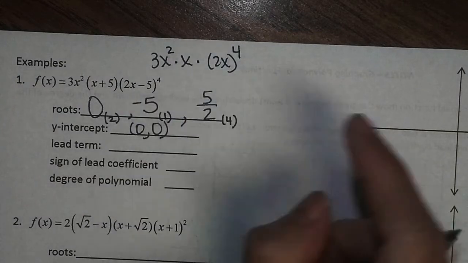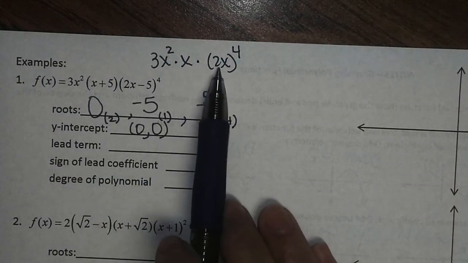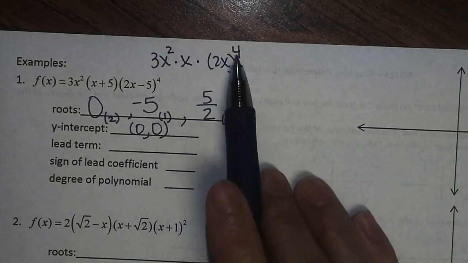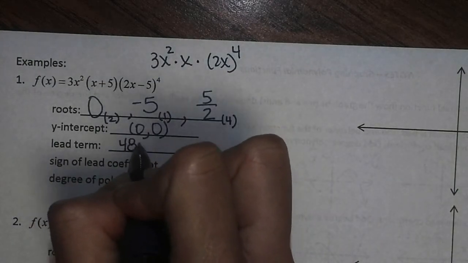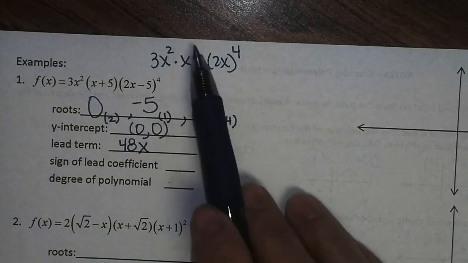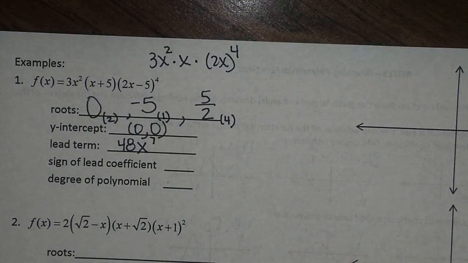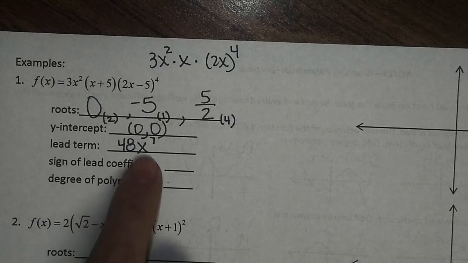And we will need the leading term to graph. So if I multiply 3x squared times x times 2x to the 4th, 2 to the fourth is 16. 16 times 3, 48. So positive 48. x squared times x times x to the fourth, 2 plus 1 plus 4 is 7. x to the seventh. So my leading term is a positive 48x to the seventh.